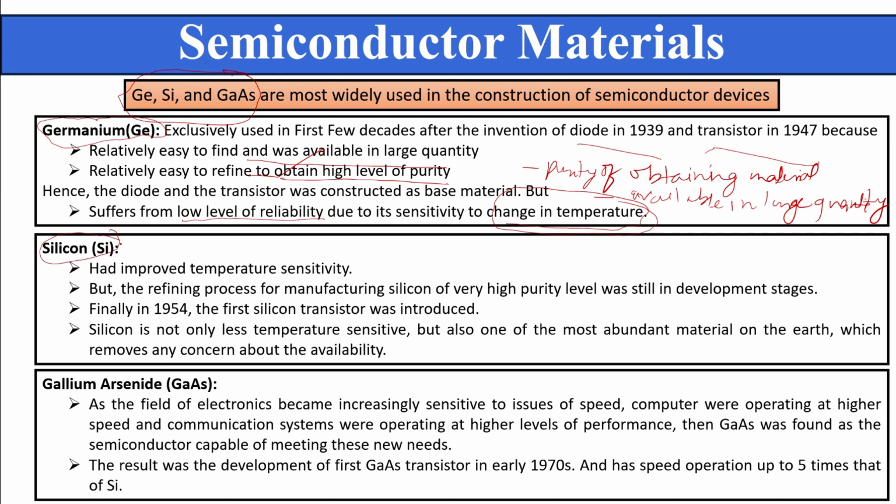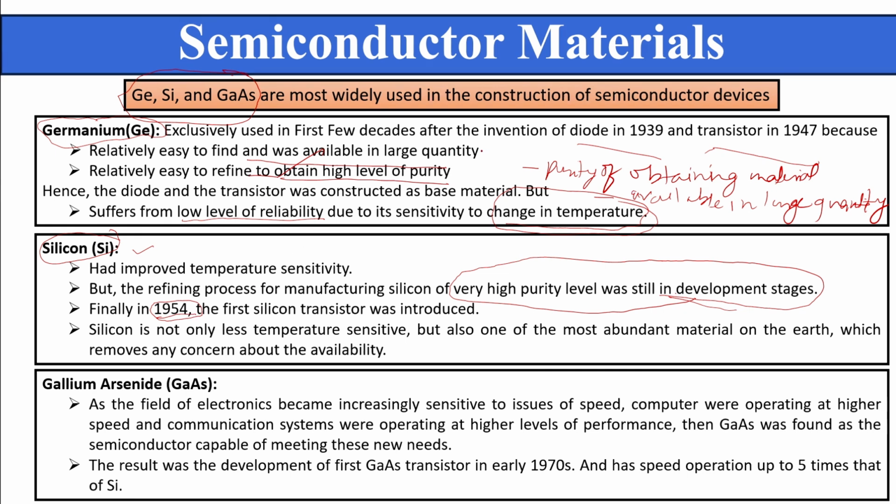Silicon has improved temperature sensitivity, but the refining process for manufacturing silicon of very high purity was still in a development state, because at that moment the instrumentation was not advanced. So getting high purity material was not possible at that moment. Finally, the first silicon transistor was manufactured in 1954.